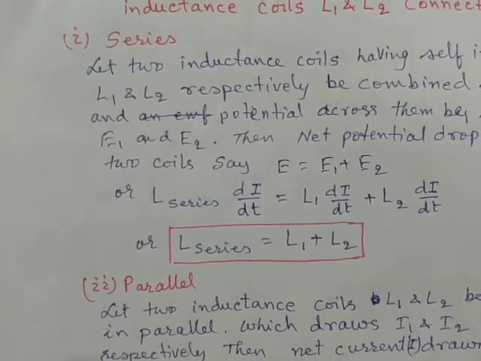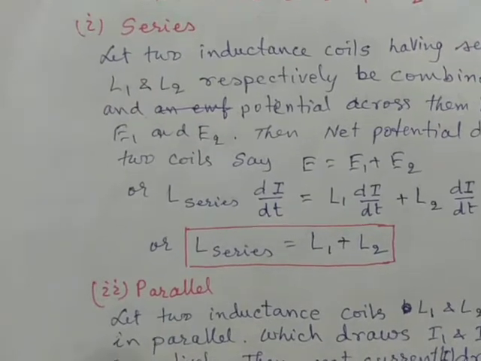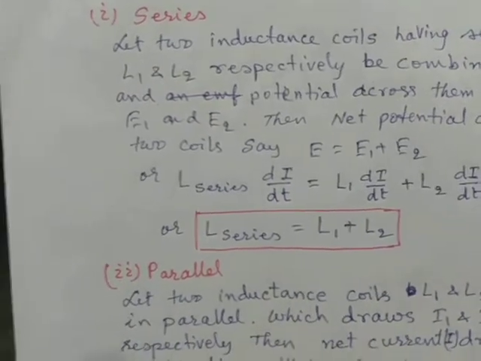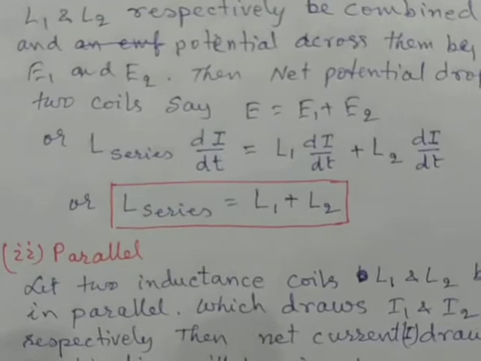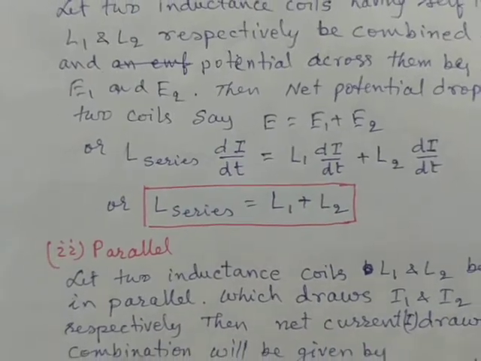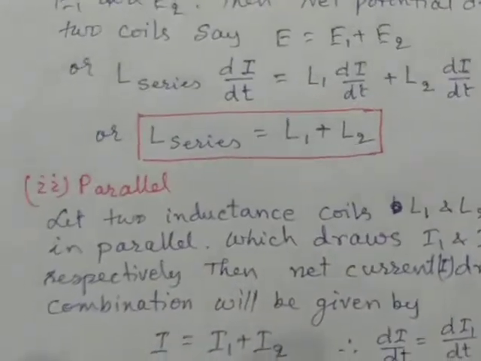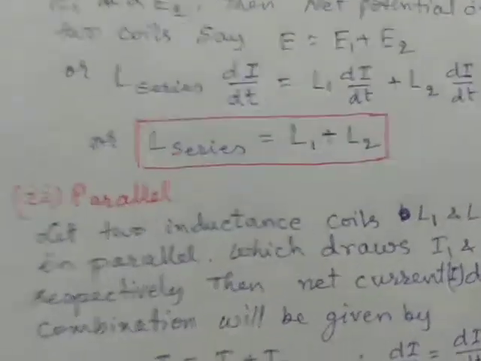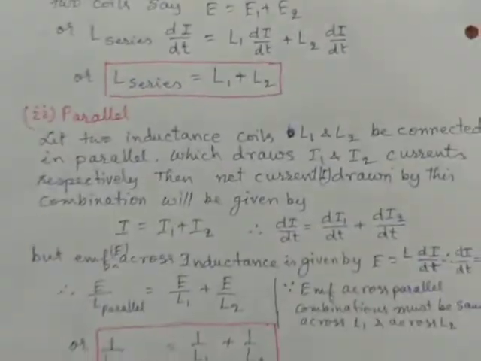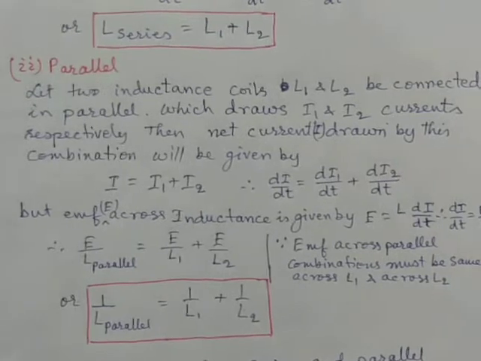Now we also know that potential drop across inductance coil is equal to L di by dt. Using this relation we get L series is equal to L1 plus L2. It is similar to the case of resistances in series. The expression is alike.